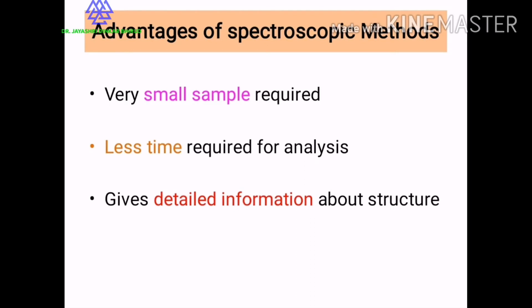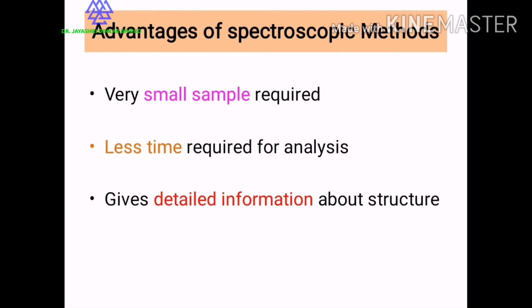Of these methods, spectroscopic methods are the best due to some advantages. Such that a very small sample is required for determination of the structure of compounds. For example, IR spectroscopy requires 10 mg of sample, and even less sample is required for UV spectroscopy. The second advantage is that these spectroscopic methods require less time for analysis. Within 5 to 10 minutes we get results, and by analysis of these results we get the correct structure of the compound. This method gives more detailed information about the structure.